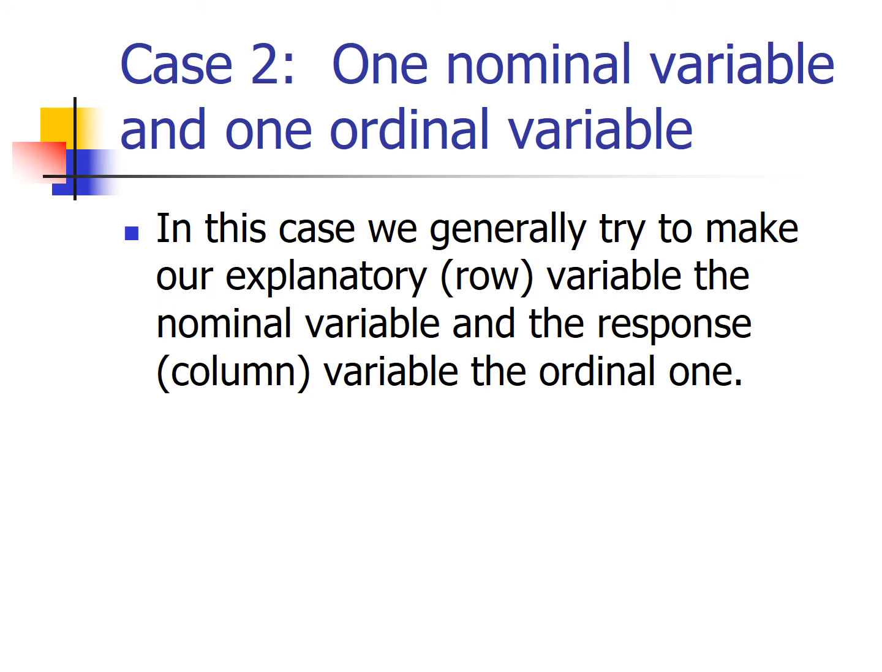All right, so case 2. When we have 1 nominal variable and 1 ordinal variable, we try to set it up in such a way that our explanatory variable, our row variable, is the nominal one, and the response variable is the ordinal one. For what it's worth, this is what SAS expects. So if you're going to use the test that has 1 ordinal and 1 nominal, SAS is expecting your ordinal variable to be the columns. It's expecting your nominal one to be the rows.